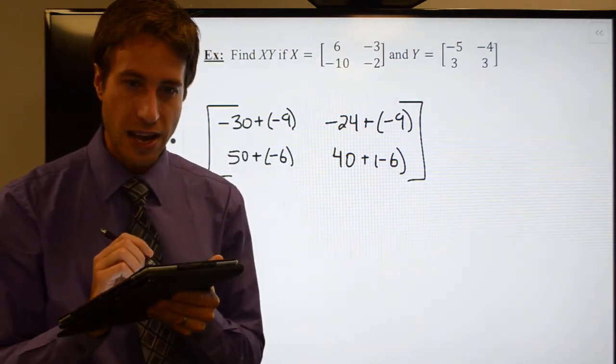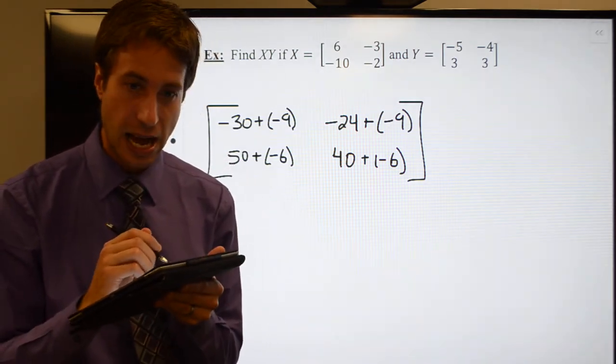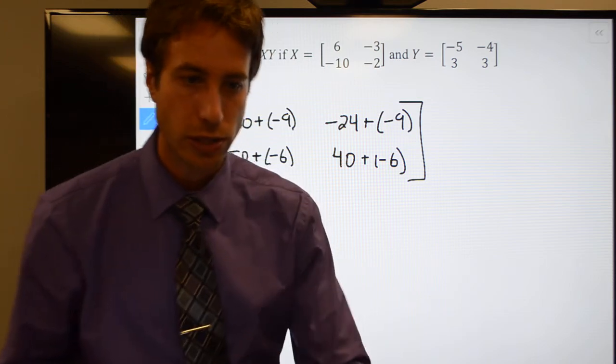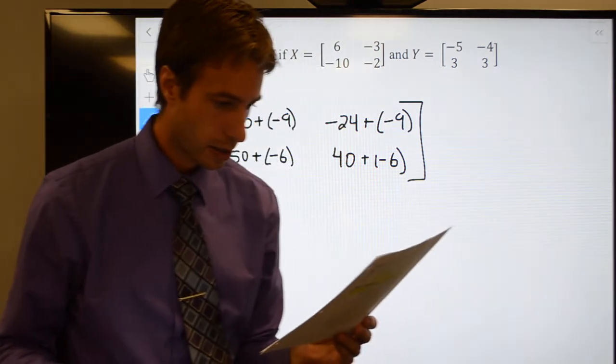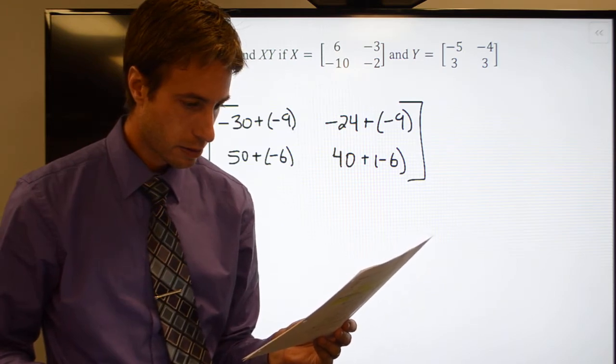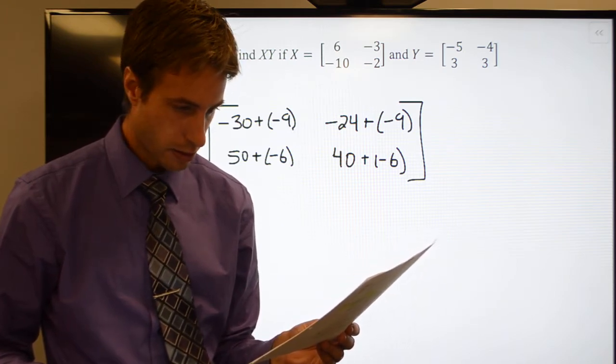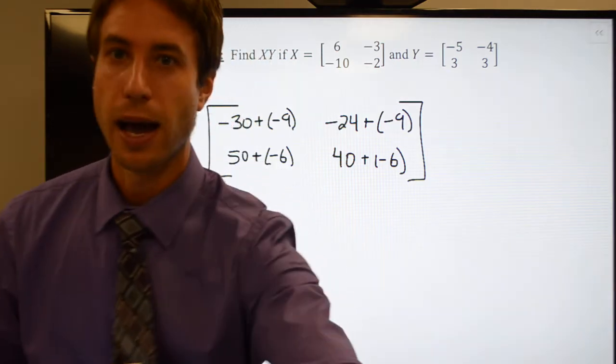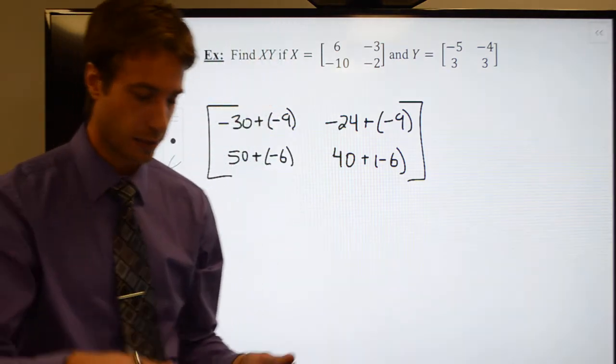So here we go. Negative 30 minus 9 should be... Oh, wait a second. I apologize. Hold up a second. What is going on here? Yeah. I like it. We're good. I'm sorry. I thought I saw something that freaked me out a little bit.